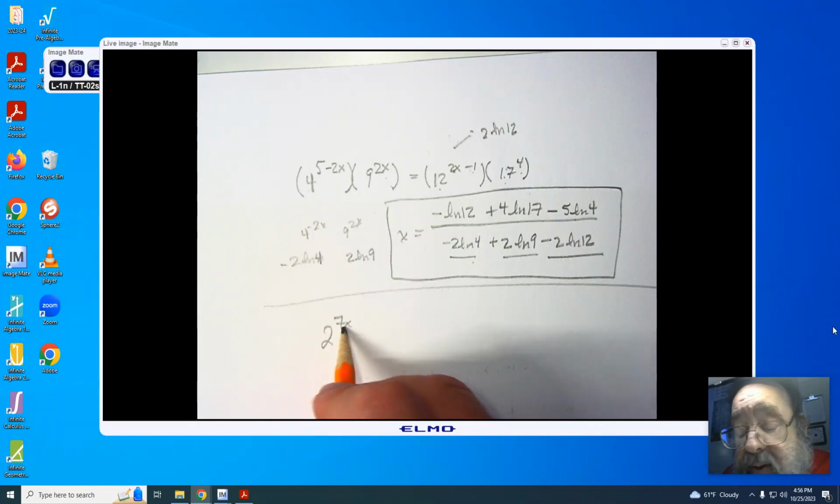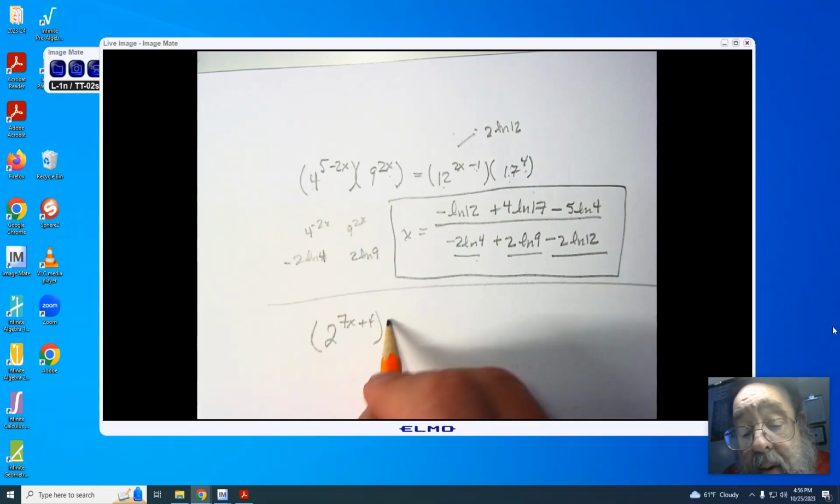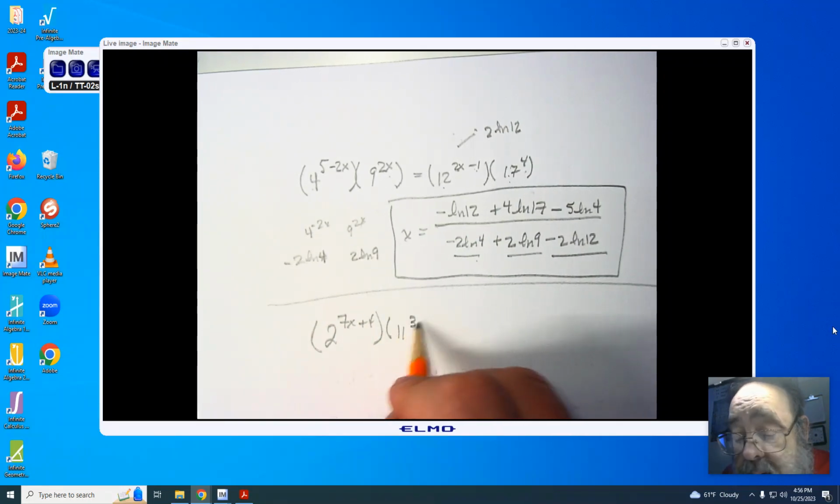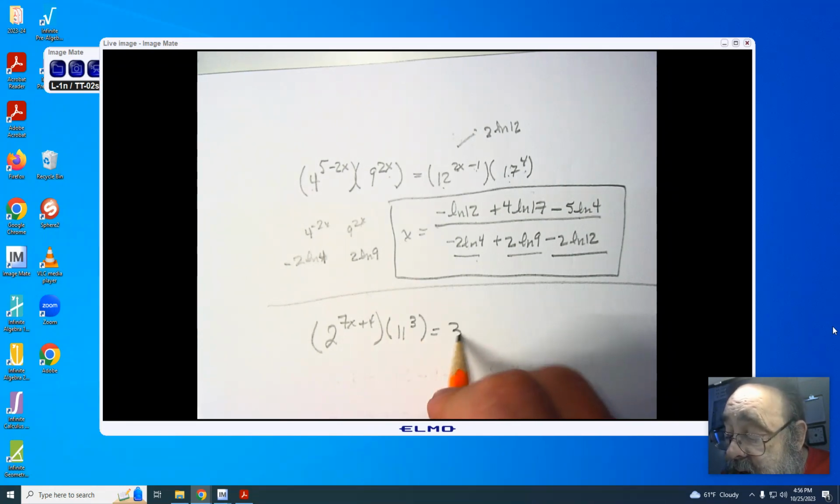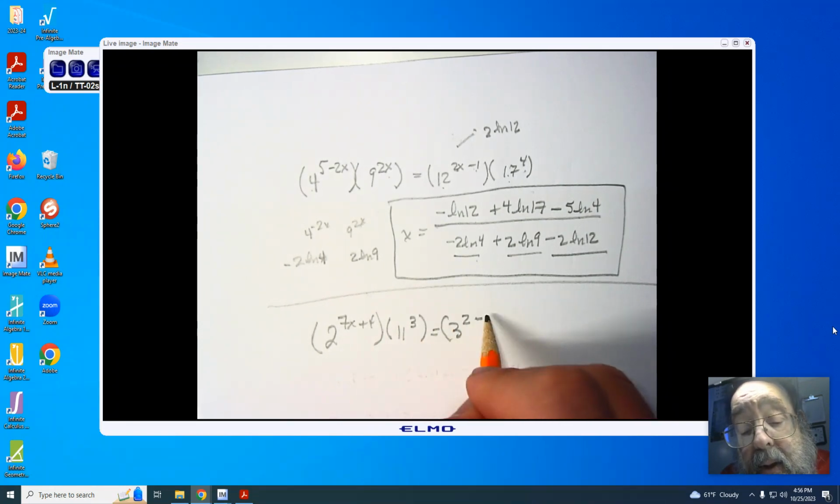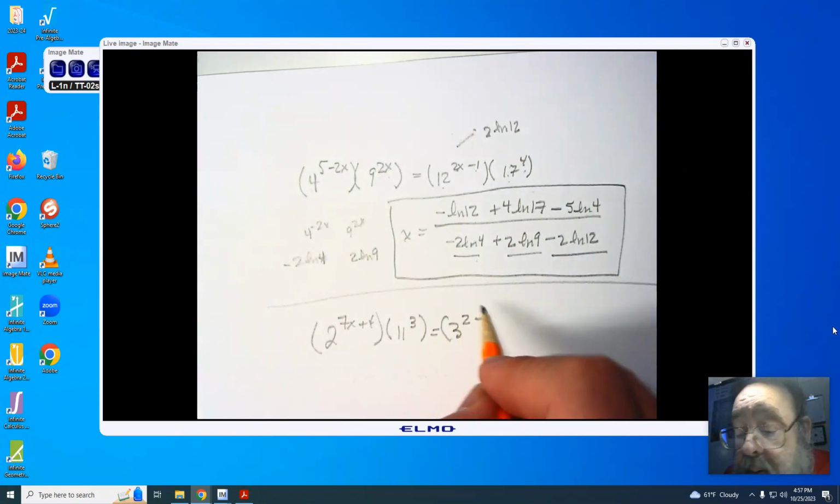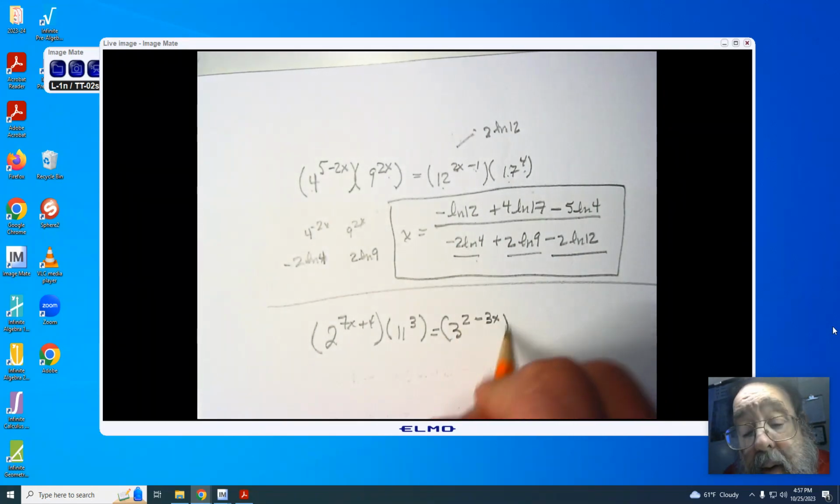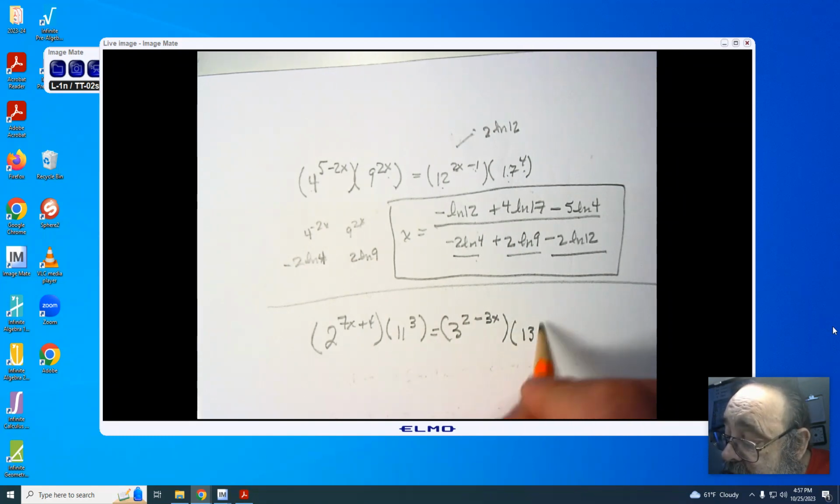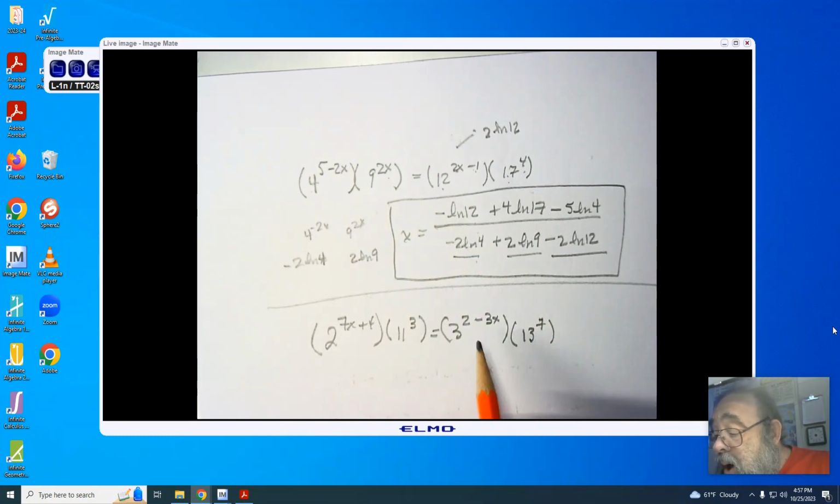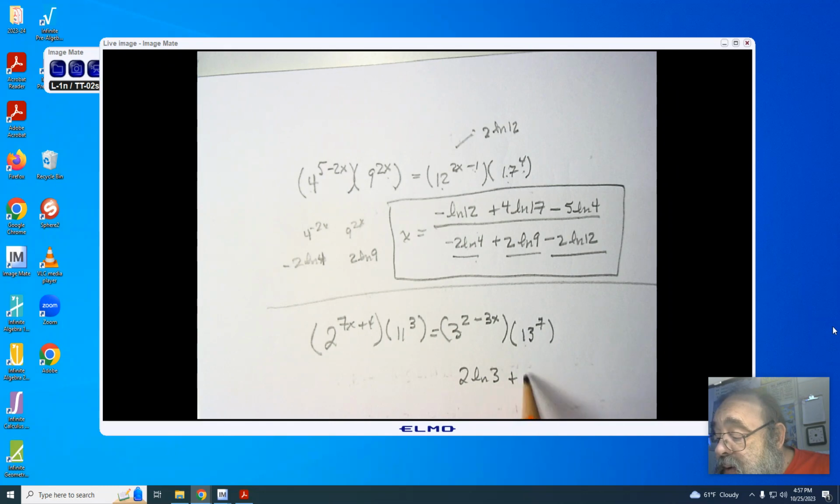2 to the 7x plus 4, 11 to the third, 3 to the second minus 5. Let me check that again. That's a 3x. And then 13 to the seventh. Notice this piece right here is a positive. It's 2 ln of 3 plus 7 ln of 13. Notice neither one of them has an x.